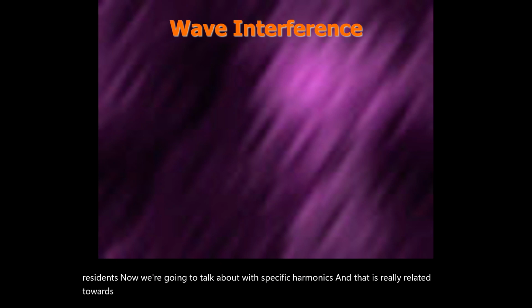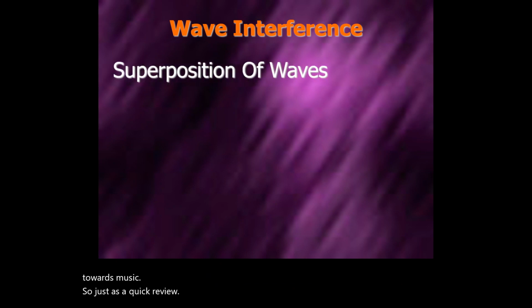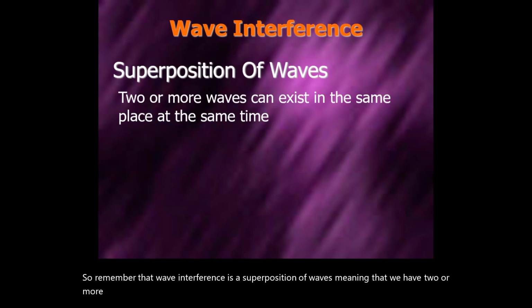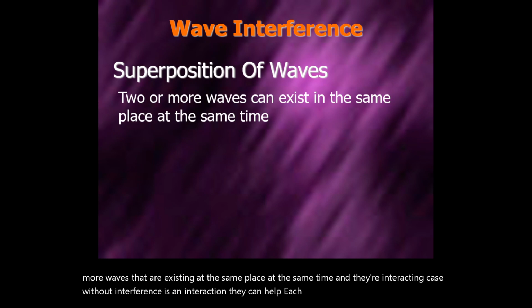So just as a quick review, remember that wave interference is a superposition of waves, meaning that we have two or more waves that are existing at the same place at the same time, and they're interacting. Okay, so that interference is an interaction. They can help each other or they could hurt each other, but they're interacting.